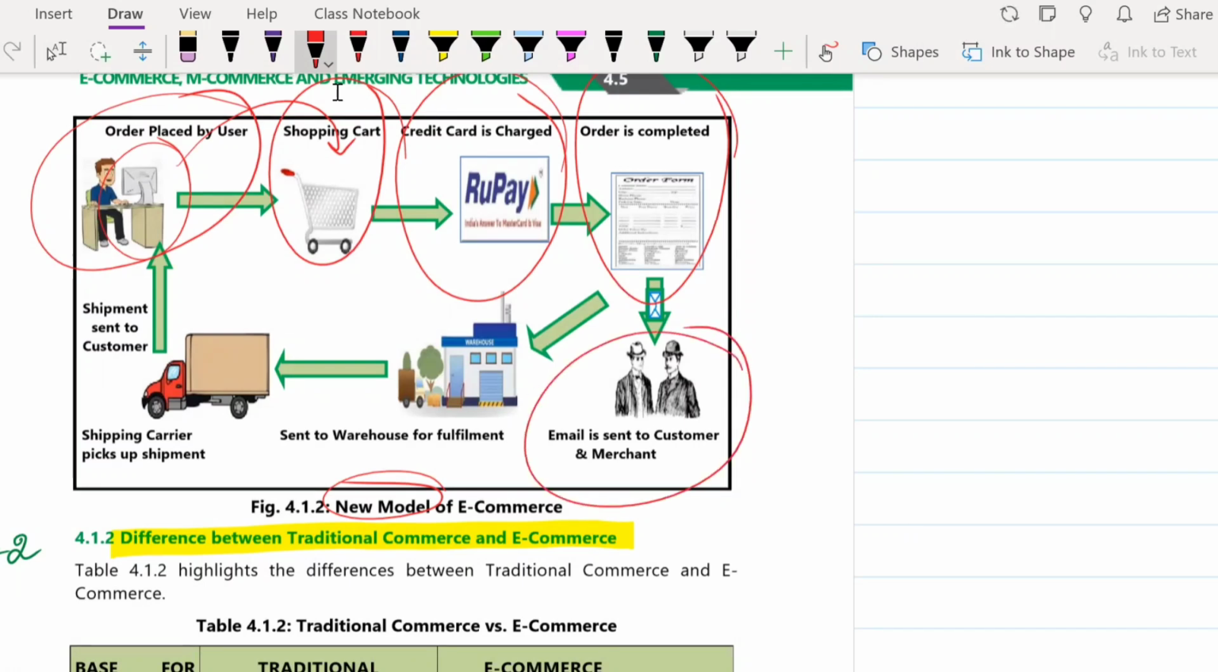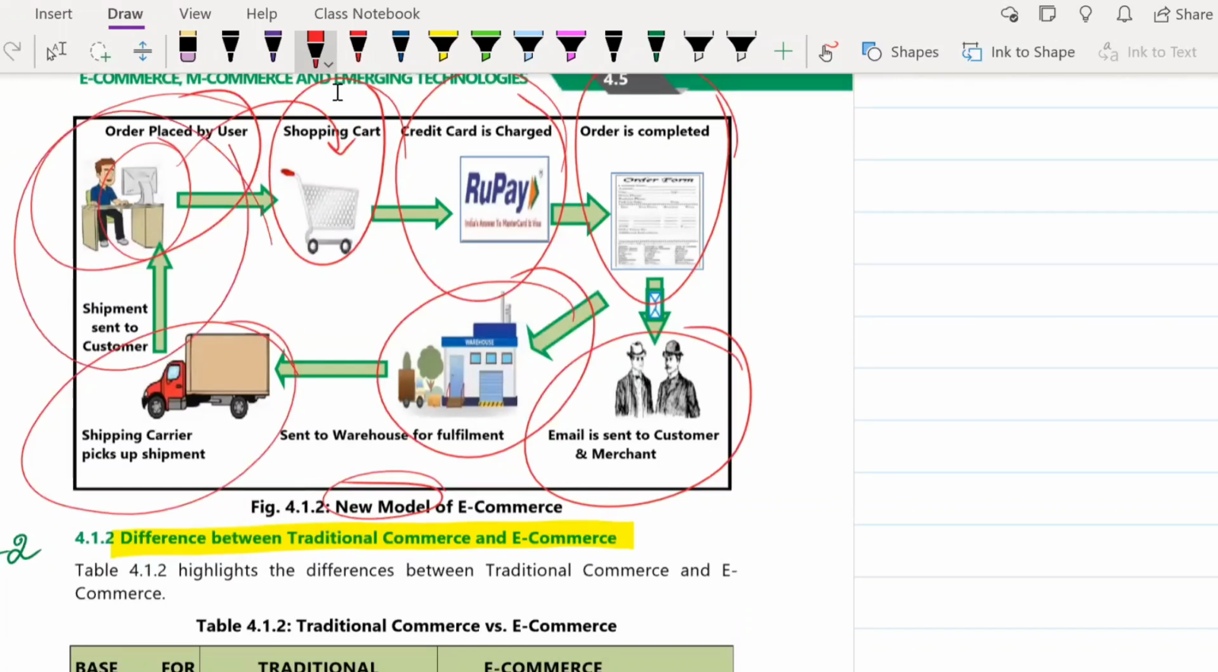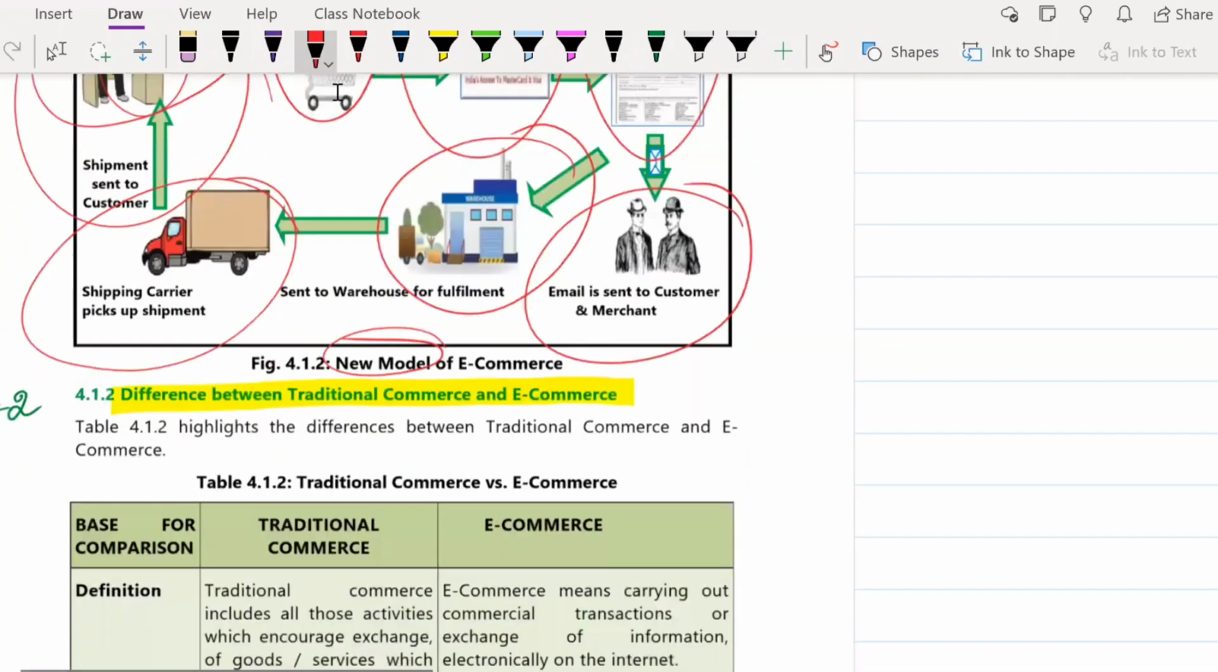An email will be sent to the customer as well, to our email IDs, with the order placement information, and also to the merchant, that means the person who is going to sell us the iPhone. Then the iPhone will be sent to the Amazon warehouse from where it has to be shipped. Once it has been sent there, the truck or whatever takes up the shipment and ships it to us, and we get the iPhone. So this is the model of how e-commerce works.